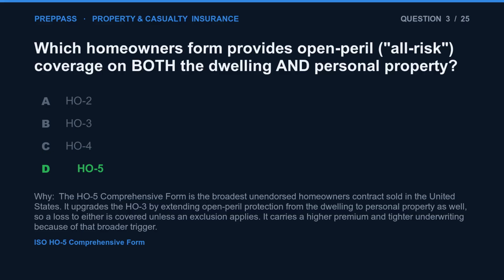The correct answer is D. The HO5 comprehensive form is the broadest unendorsed homeowners contract sold in the United States. It upgrades the HO3 by extending open peril protection from the dwelling to personal property as well, so a loss to either is covered unless an exclusion applies. It carries a higher premium and tighter underwriting because of that broader trigger.